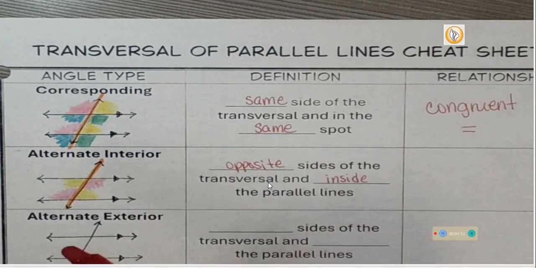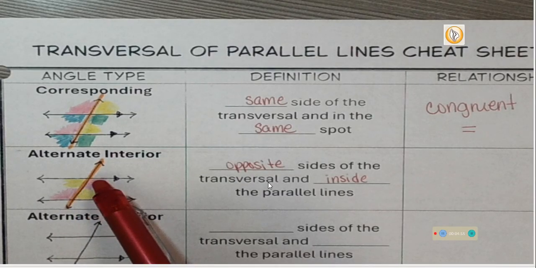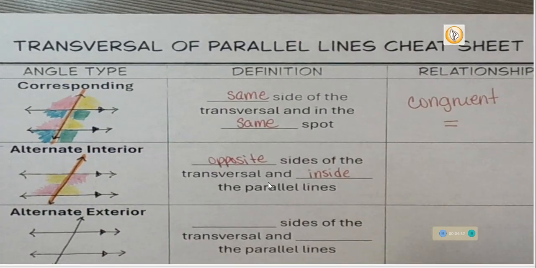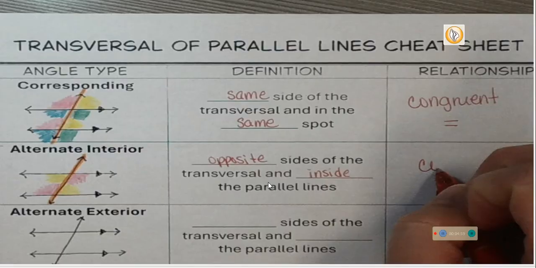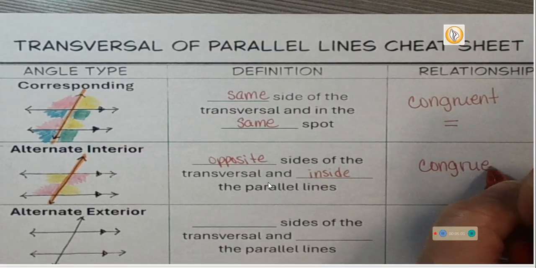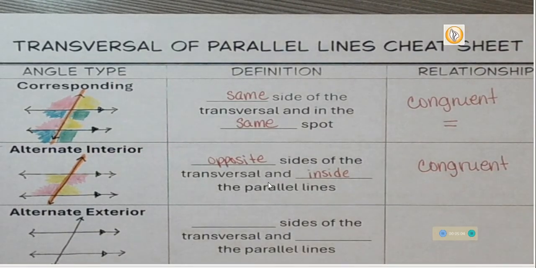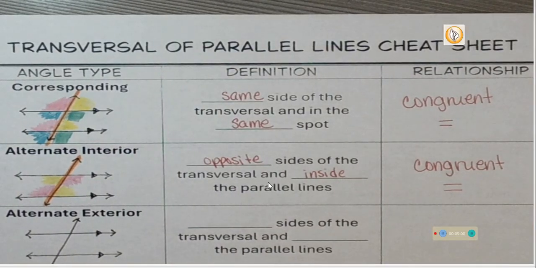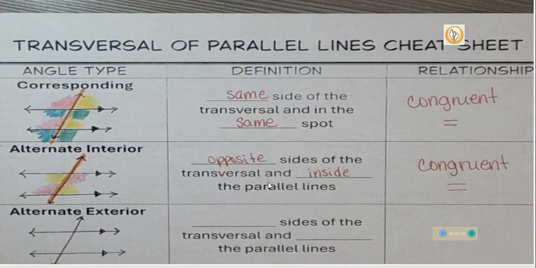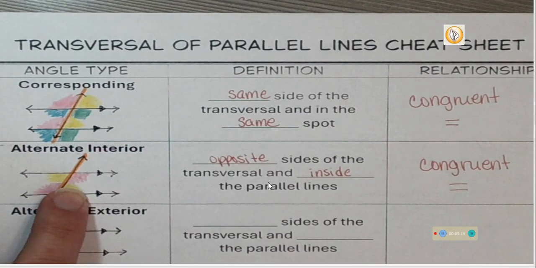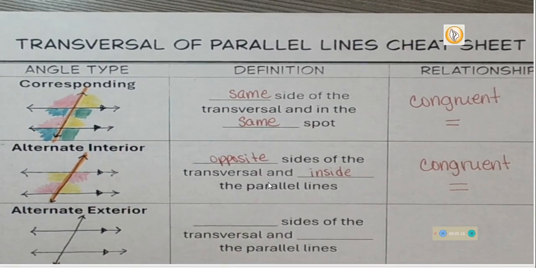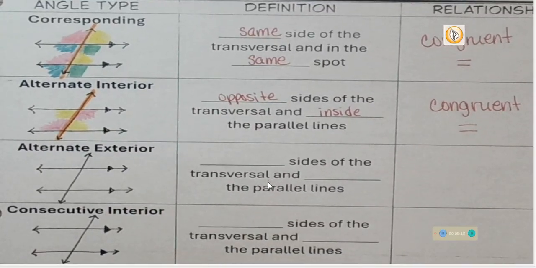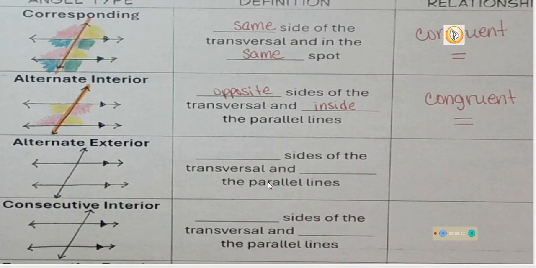Now, alternate interior angles are congruent. If their relationship is congruent, what does that mean? It means they are equal. Whatever this is, it is perfectly equal to that. So if you know what alternate interior is, what do you think alternate exterior is going to be?